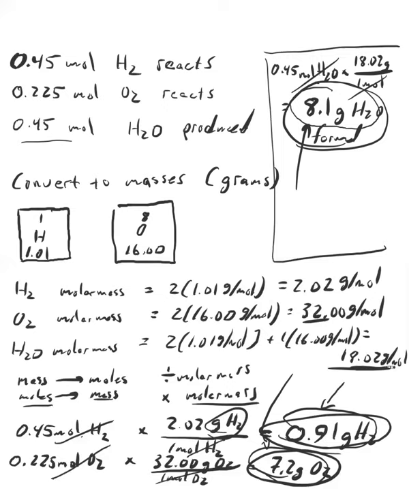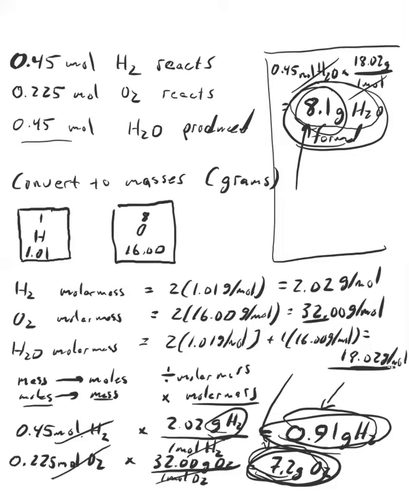The amount of hydrogen that reacts plus the amount of oxygen that reacts in grams is going to be equal to the amount of water that's formed. 7.2 plus 0.9 is 8.1. They're going to be equal. That's the law of conservation of mass. Okay. So I kind of took you through the whole idea, right?